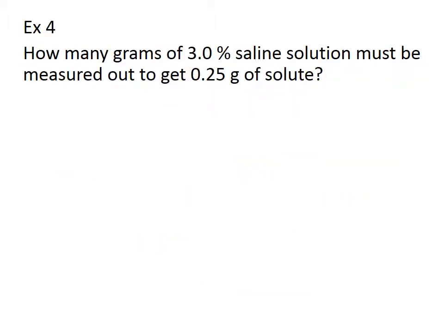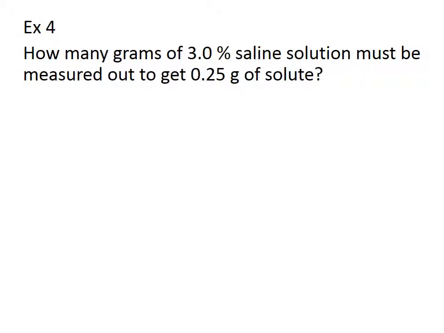Let's look at some examples that require some additional steps. Same principle, but you have to think a little bit differently. Now, how many grams of 3% saline solution must be measured out to get 0.25 grams of solute? So let's see what we're given in the question. We're given the percent concentration by mass, and we're given how many grams of solute we want.